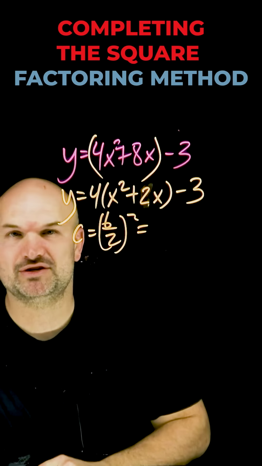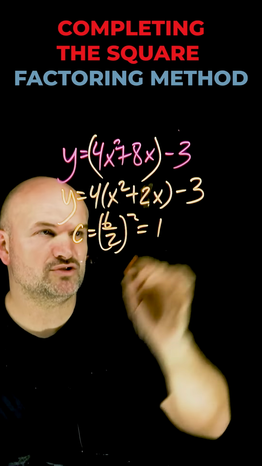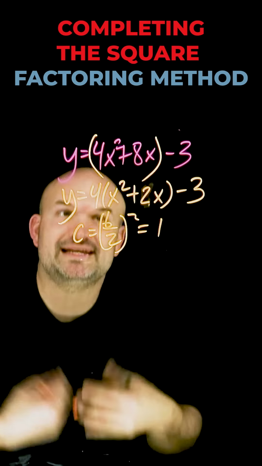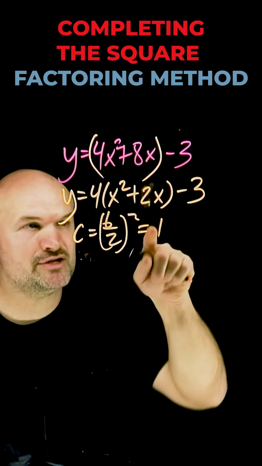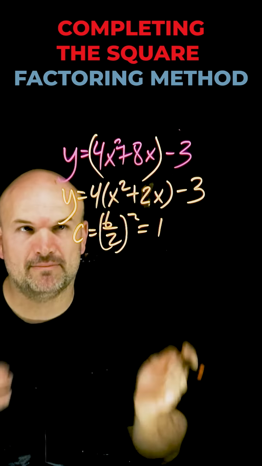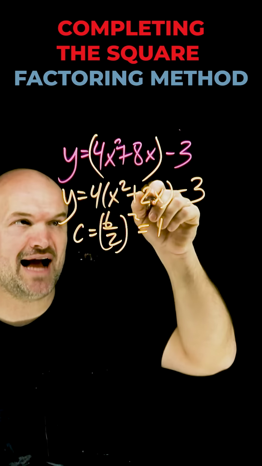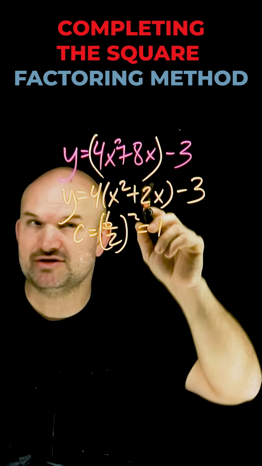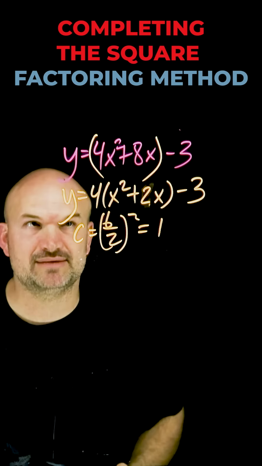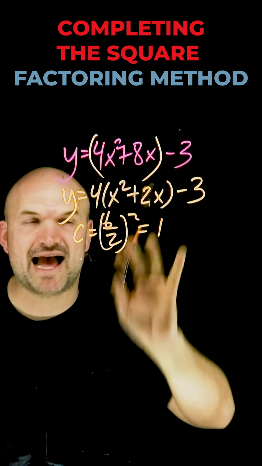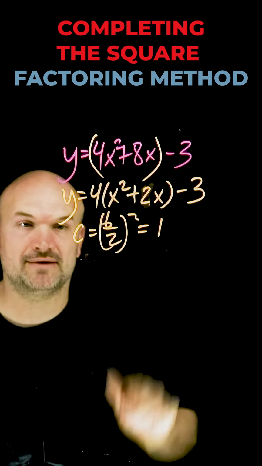So 2 divided by 2 is going to be 1. 1 squared is equal to 1. This is the value that creates my perfect square trinomial. I need to make sure I add it inside this parentheses. But to keep this equation balanced, if I add it on one side, I either have to add it on the other side, or I have to subtract it on the same side. In this factoring technique, I like to add and subtract it on the same side.